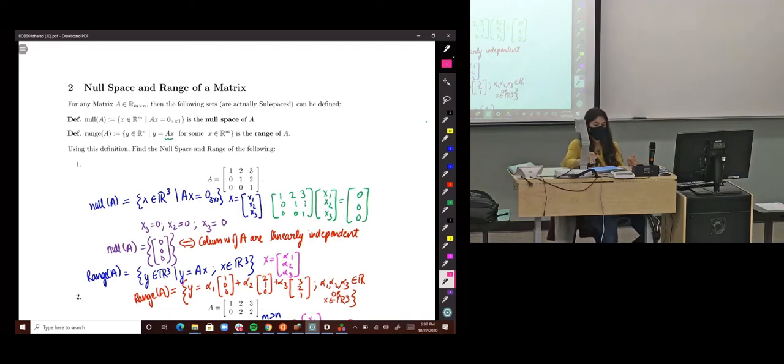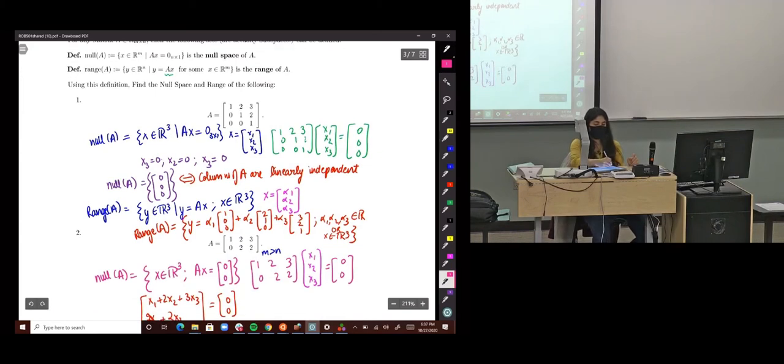And like when we looked at the null space of A, if the null space of A only had the 0 element, we said that columns of A were linearly independent, which means if I had an equation AX equals B, then as long as B was in the column span of A, there would be a solution, and the solution will be unique.